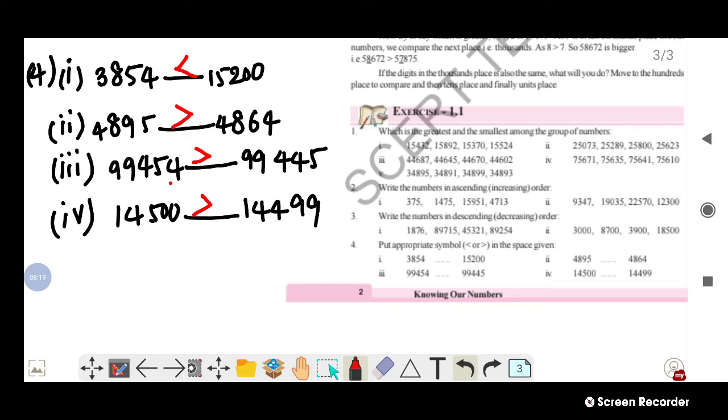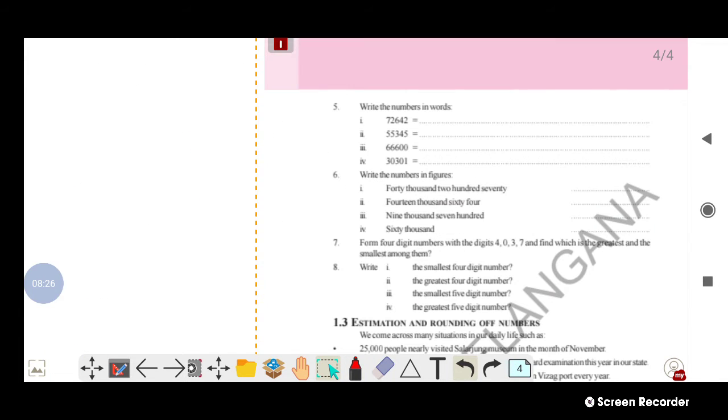Okay, fifth bit. Fifth bit questions I want to show on screen. See here the fifth question I am just writing. What is the fifth question? In that fifth question we have numbers. First one, write the numbers in words. Just wait, I will select the color of the pen.